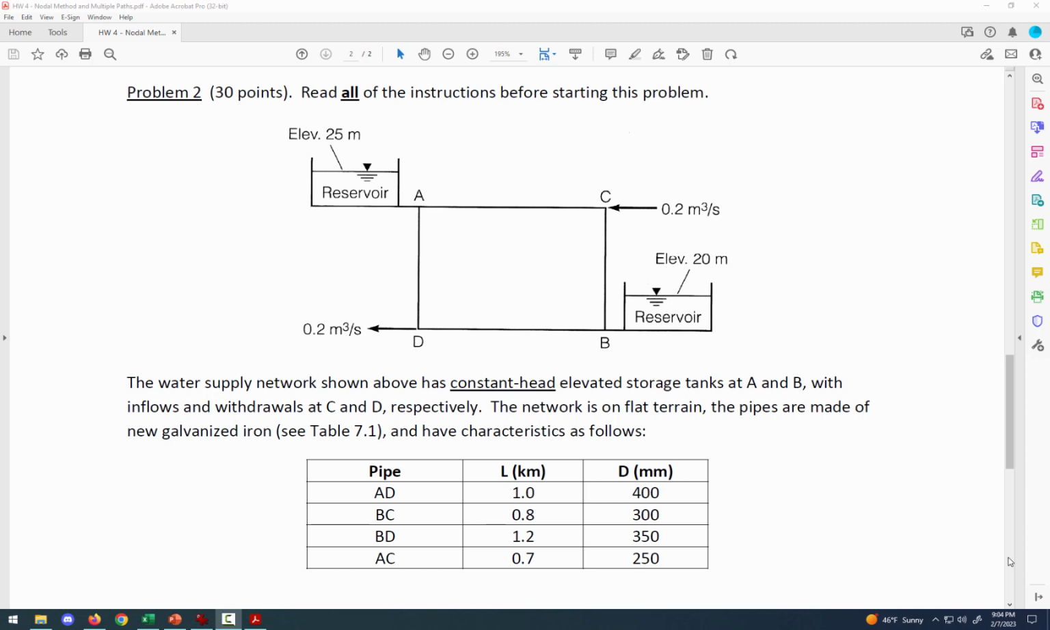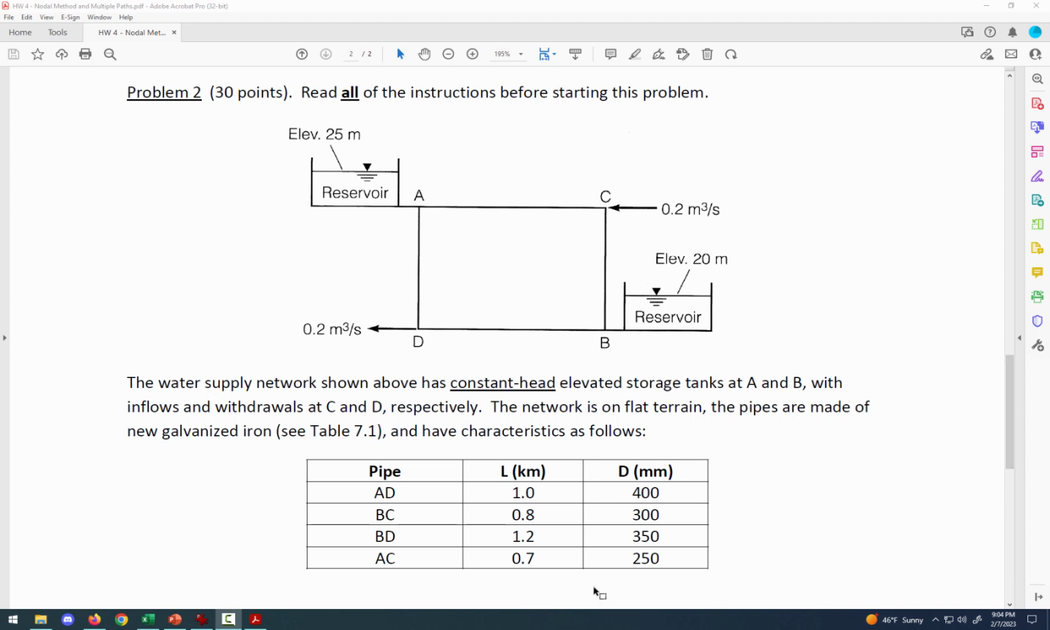I just thought I'd take a few minutes to show you a couple of hints on how to do problem 2 on this homework number 4 assignment. This is the one where you have to start off by assuming a flow direction. I got a couple of really nice questions during my office hours today, and I thought I'd show you some computational tools which could make this problem a little bit easier to solve.